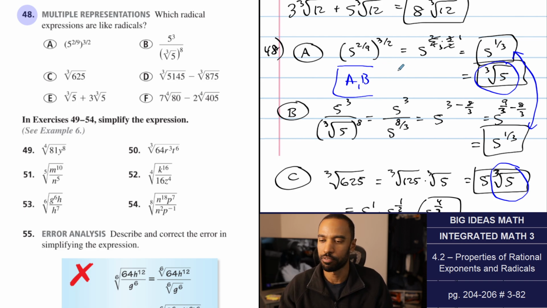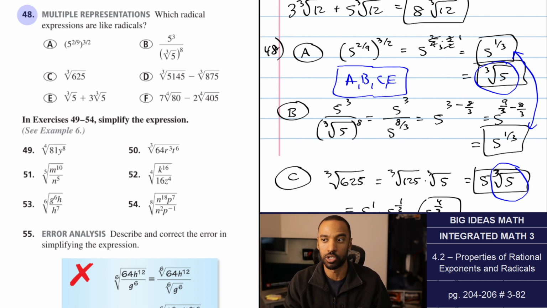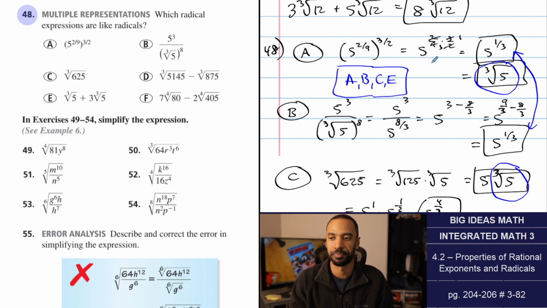They didn't say which of the following expressions are equivalent. They said which of the following are like radicals. You know, as far as could I combine them when I add them? These are the ones that could combine when I add them. So I'm going to say A, B, C, and E. Okay.